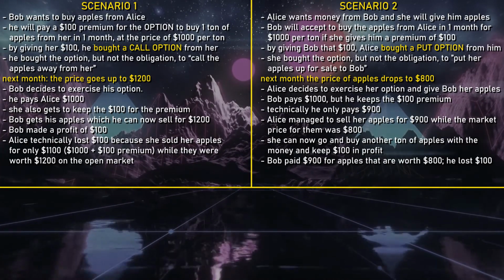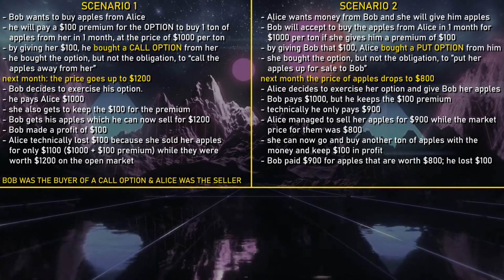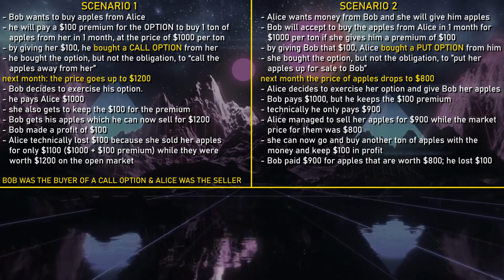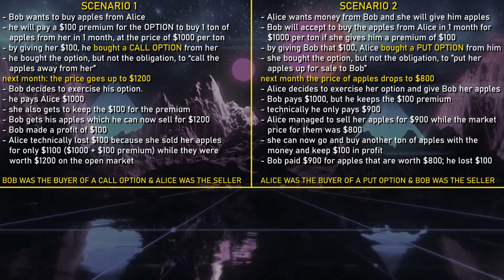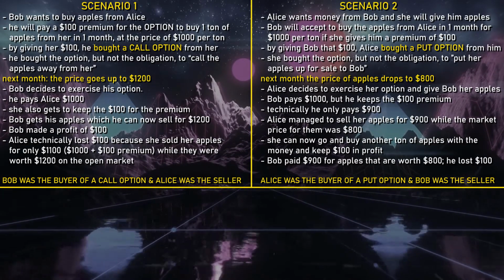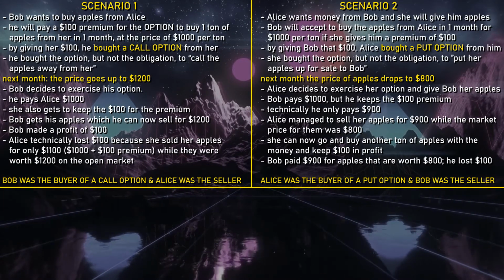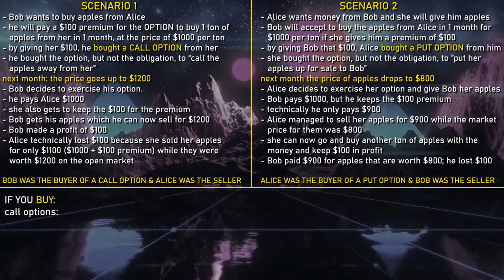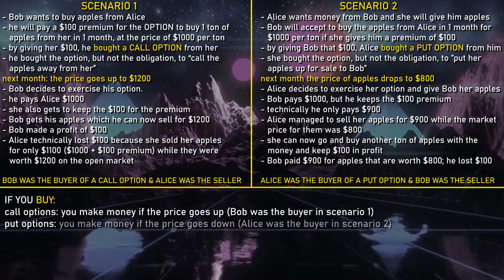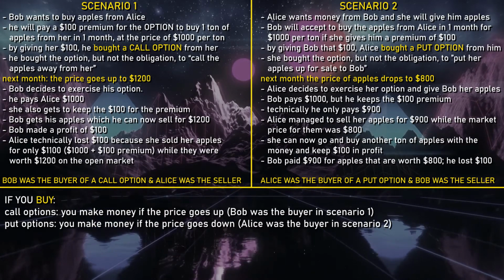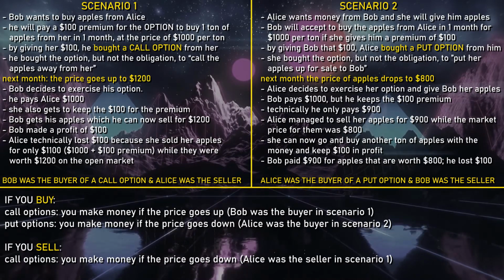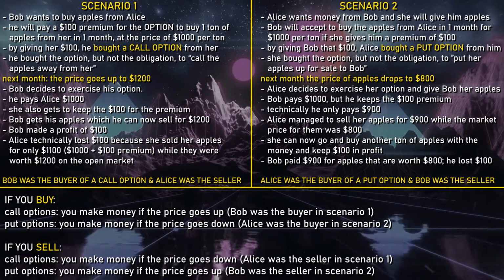In the first scenario, Bob was the buyer of a call option, and Alice was the seller of a call option. In the second scenario, Alice was the buyer of a put option, and Bob was the seller of a put option. With this in mind, try to remember the following. If you buy call options, you make money if the price goes up, and if you buy put options, you make money if the price goes down. If you sell call options, you make money if the price goes down, and if you sell put options, you make money if the price goes up.